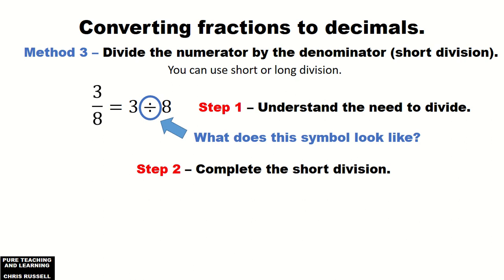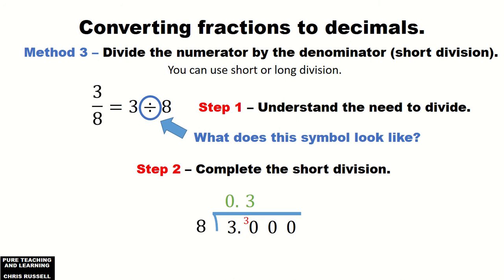Step 2, complete the short division. What we're going to do is move whatever is on the right hand side of the division sign to the outside. Then whatever is on the left hand side of the division sign, we move to the inside for the short division. Now, how many 8s go into 3? 0. Now we carry the 3 into the tens column. So how many 8s would go into 30? We have 24.